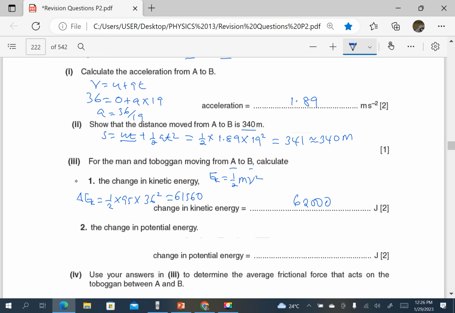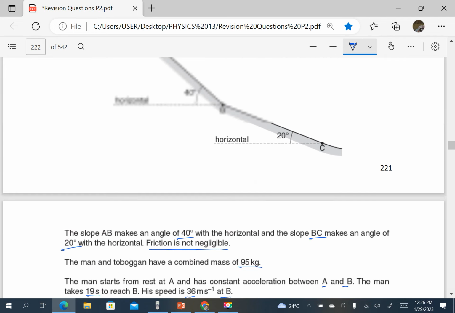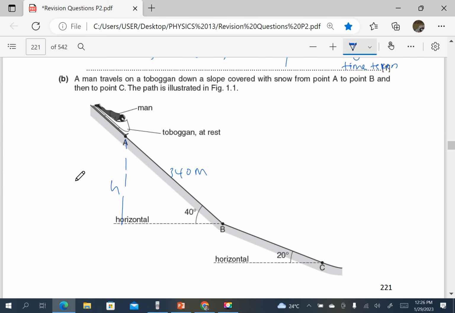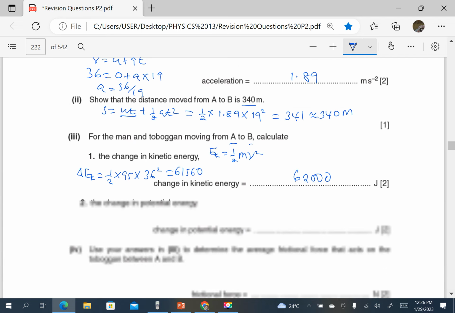Then the change in potential energy. Remember, we are looking at A and B. That means we now need the height h. So the change in potential energy is equal to mg times the change in the value of h. And we have seen from the diagram that we can find h. If this is 340, this is opposite, this is hypotenuse. So sine of 40 is equal to the opposite over the hypotenuse, which is 340. So h is 340 sine of 40. So we now find that.